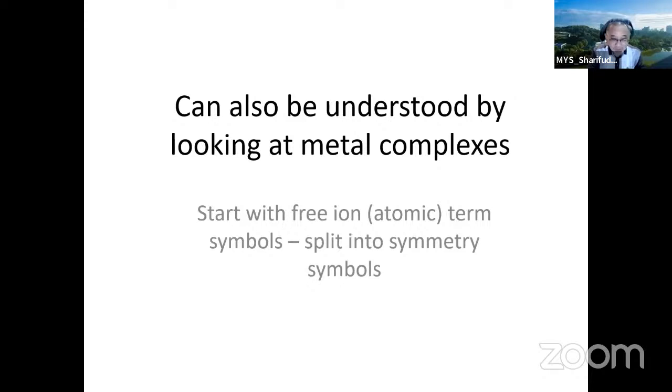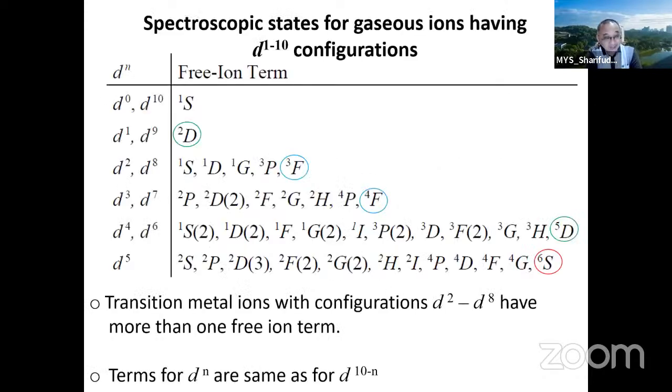Yeah, remember, a free ion is an atom, right? So we are using the term symbols for atoms, but when ligands approach it, that term symbol is no longer an atomic term symbol. It has been broken. It becomes symmetry symbols, because now you're talking about molecules rather than atoms. For example, if the free ion is D0 or D10, which means everything is filled, the free ion term will always be 1S.